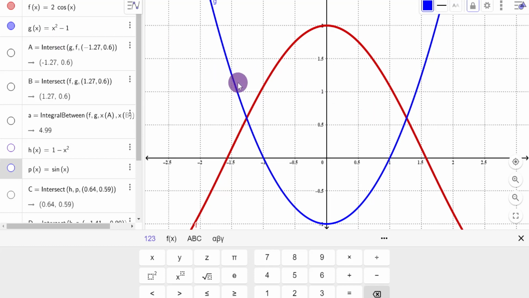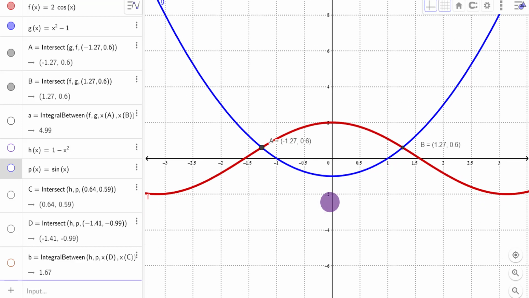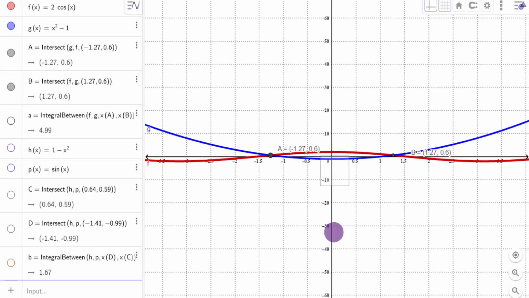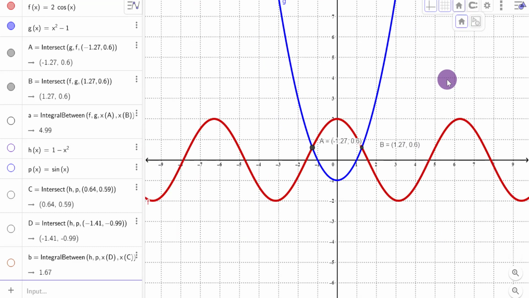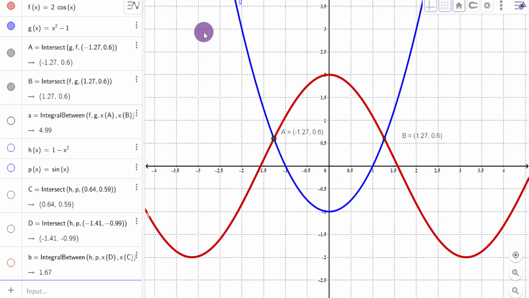So just looking at this graph, we can see the intersection points are about over here and over here. So that gives us these two values. And again, the idea is that if we zoom out far enough, we're integrating over the x-axis from this point to this point. And so our goal then is to integrate this top function, which is 2 cosine of x, minus this bottom function, x squared minus 1, to get this integral in between.